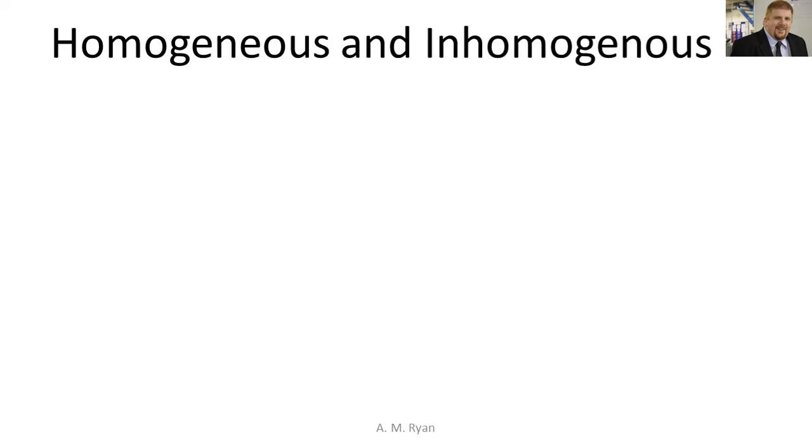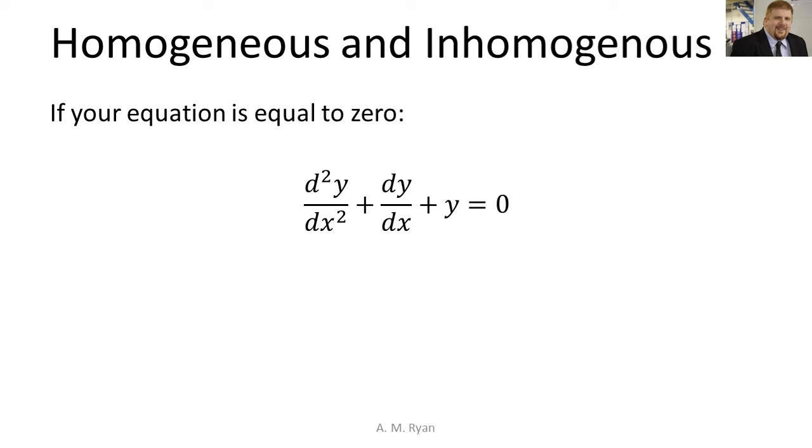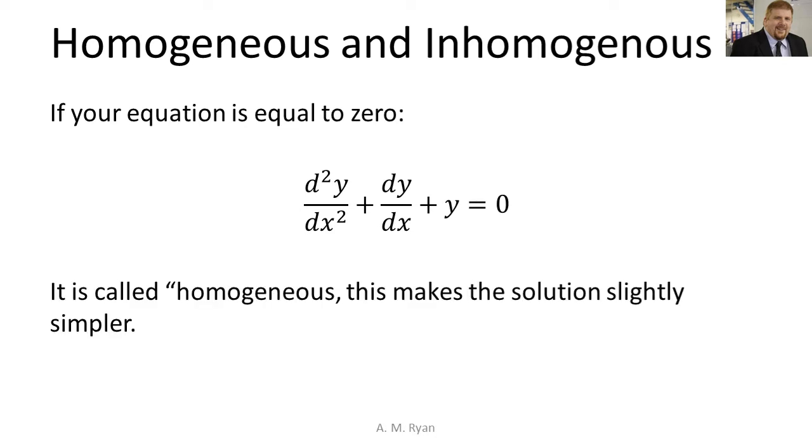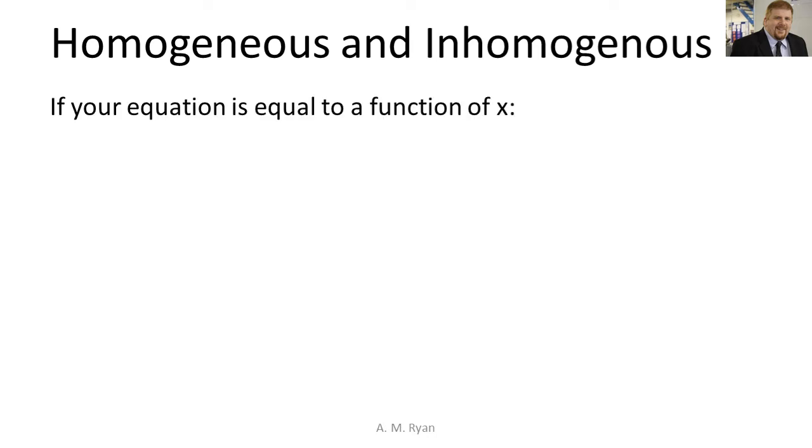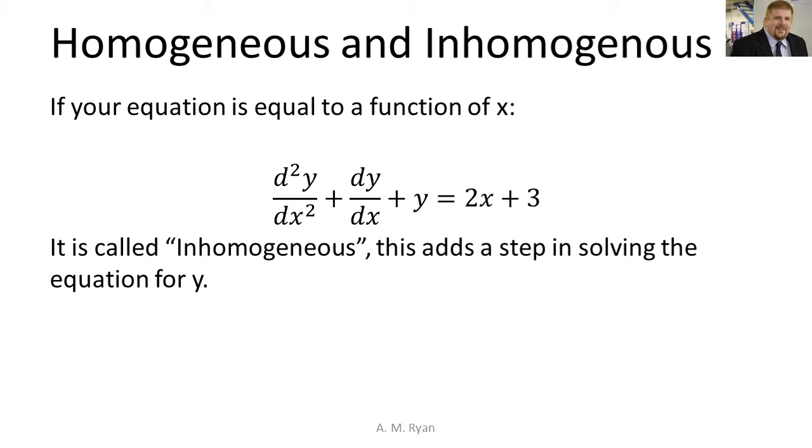Right, so there are two real types of second order differential equation, which is the homogeneous equation and the inhomogeneous equation. They're very similar in calculation. If your equation is equal to 0, for instance this, then this is homogeneous. This makes the solution very slightly simpler because there's one less step in the calculation. If your equation is equal to some function of x, for instance that, then that is an inhomogeneous function, and this adds one step into the calculation.